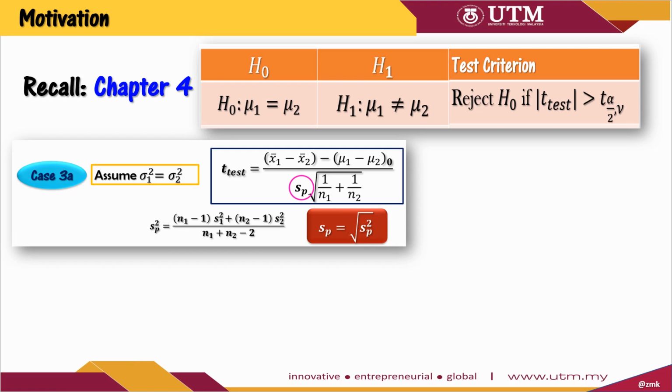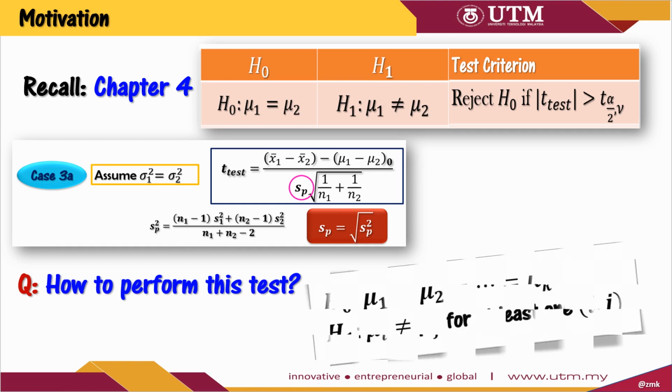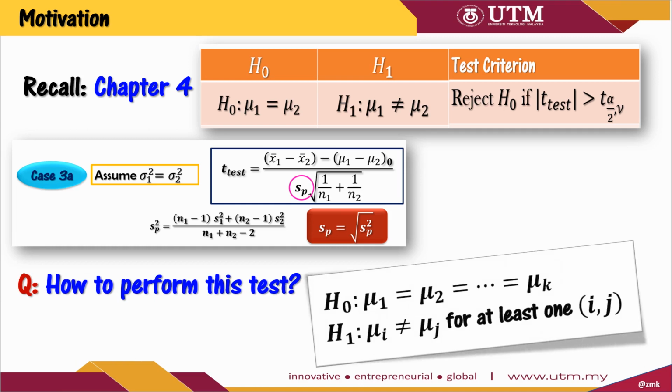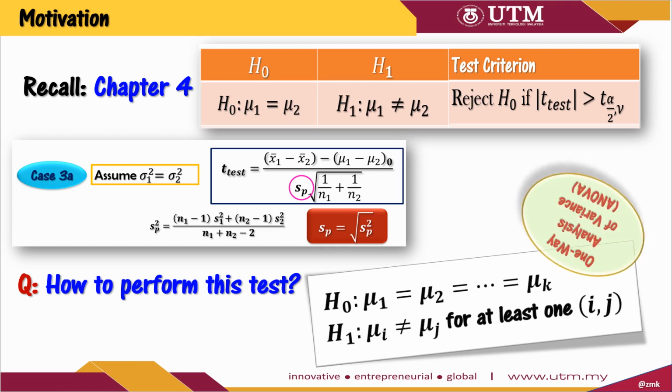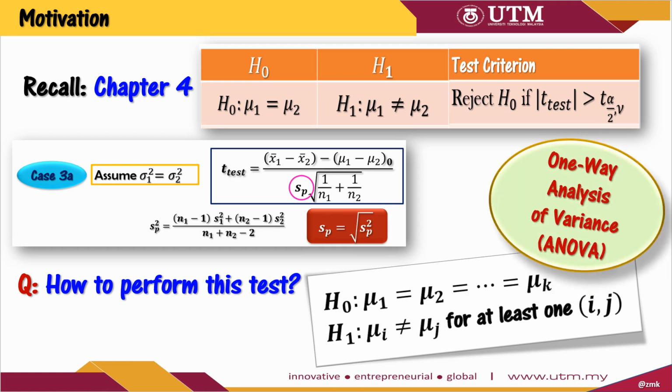What if you want to test a difference between more than two population means under the same assumptions of unknown and equal population variances and small sample sizes? This is what we are going to learn and explore in this Chapter 5 on a one-way analysis of variance, or simply a one-way ANOVA.